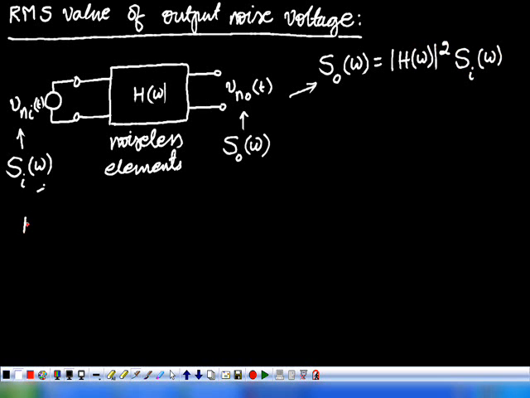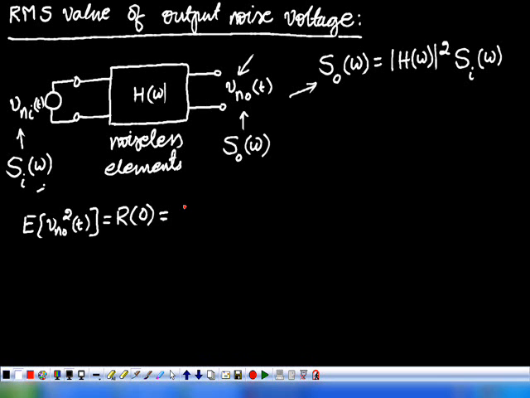So now we try to find mean square value of the output noise voltage. See, what is this? This is the random noise, a random process. This can be considered as the random signal. So therefore, the expectation of Vn0 square of t is the mean square value. So this is equivalent to R of 0, is it? The mean square value can be obtained by substituting tau equivalent to 0 in the autocorrelation function.